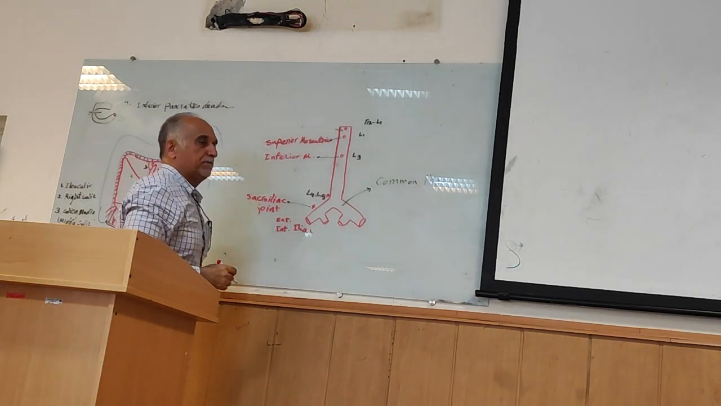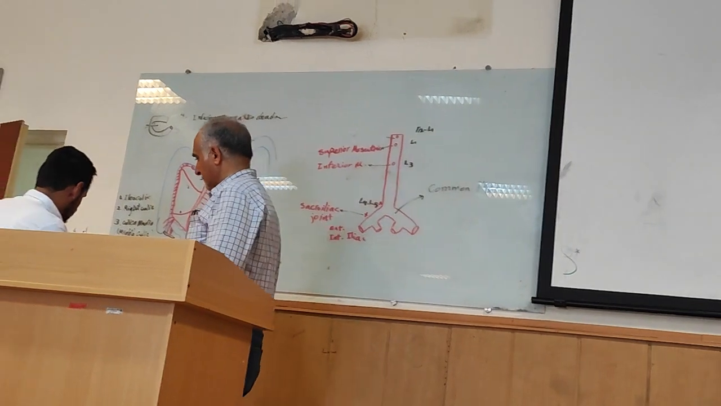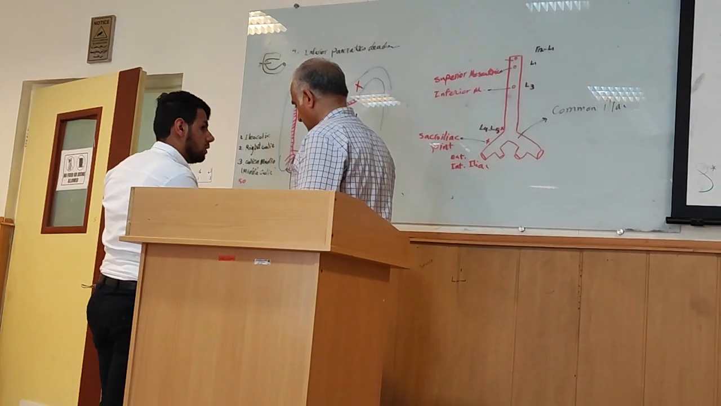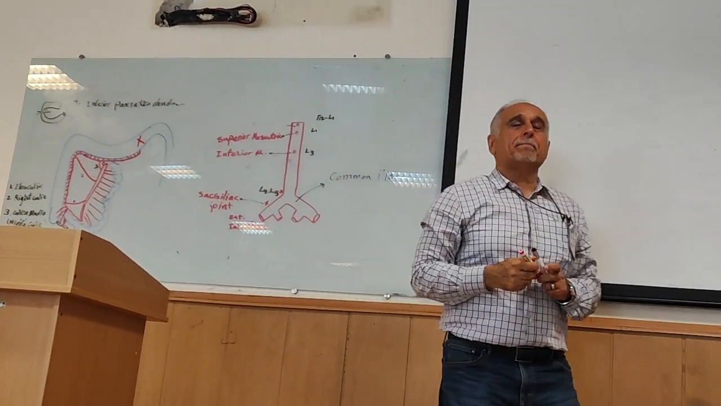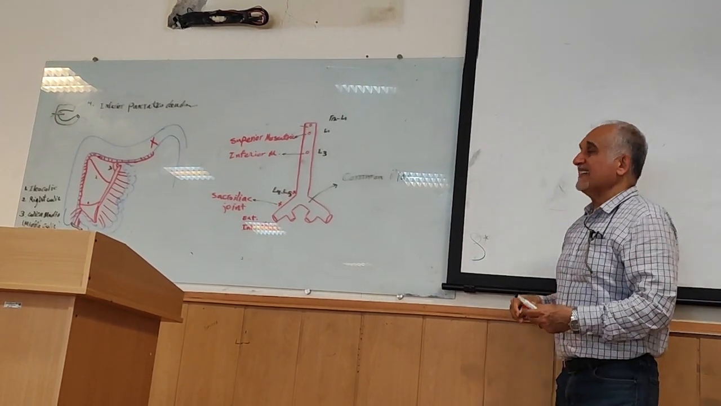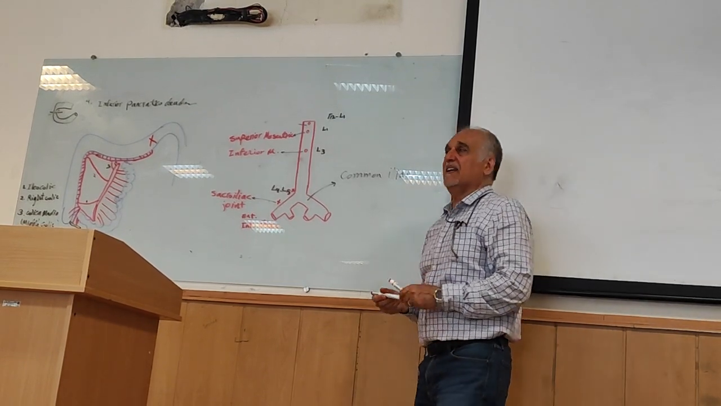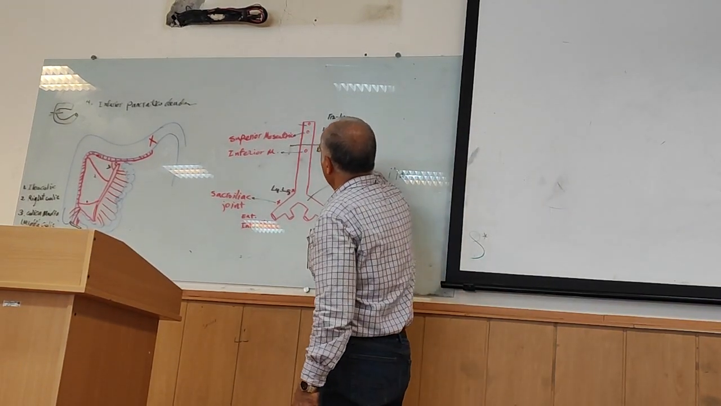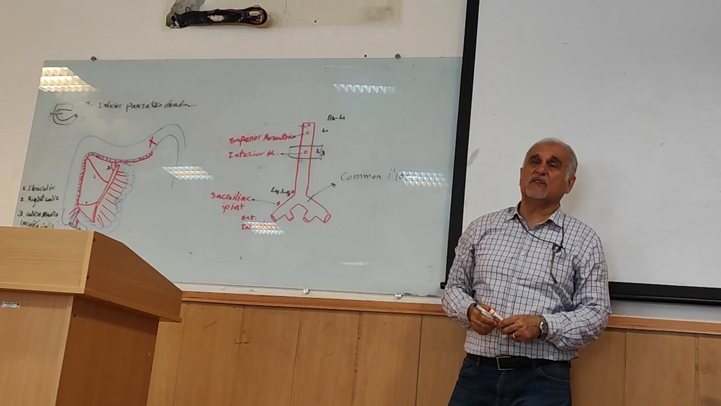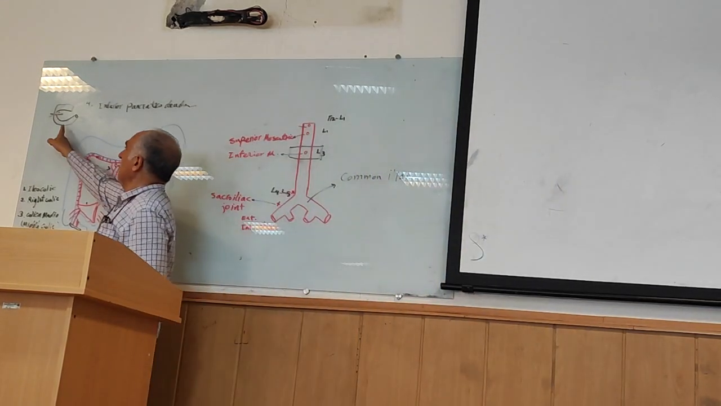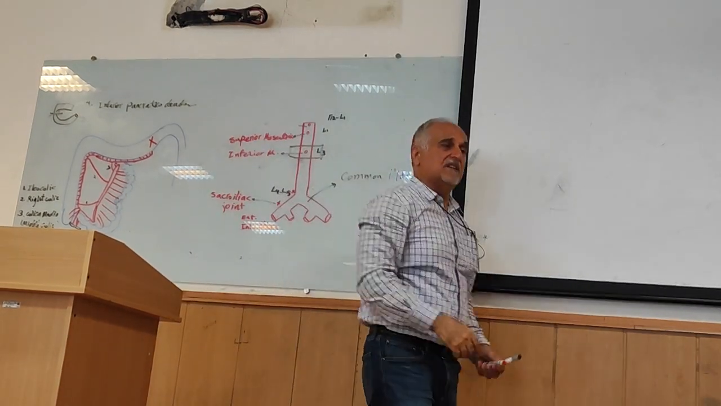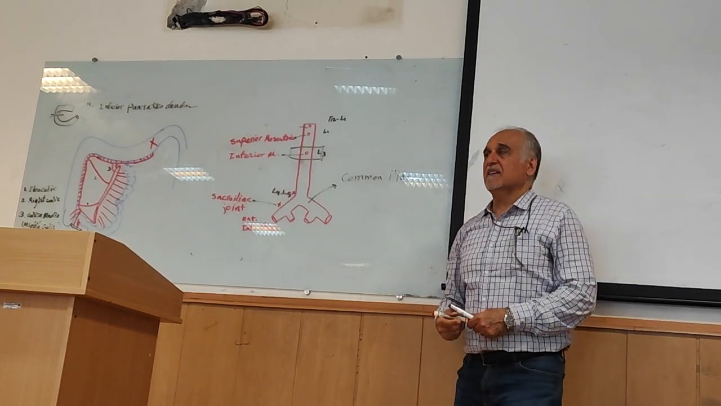Now, please, where is the origin of the inferior mesenteric? At which level? L1? L3. Exactly, don't forget, exactly at this point we have the third part of the duodenum. Third part of the duodenum, this part, exactly located here. I mean, the inferior mesenteric is posterior to the third part of the duodenum.